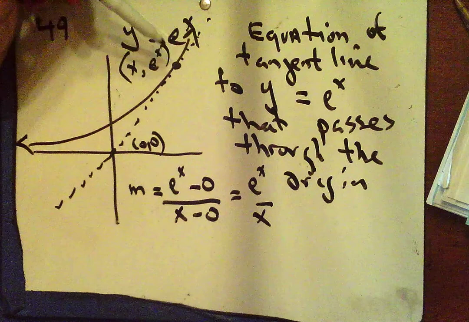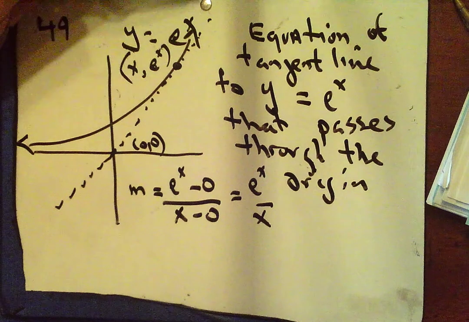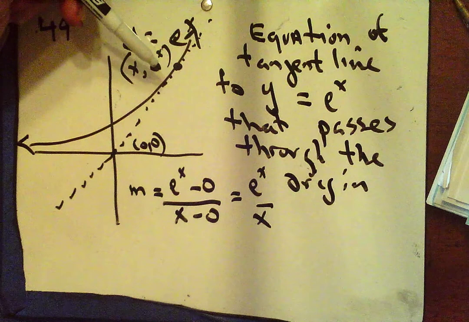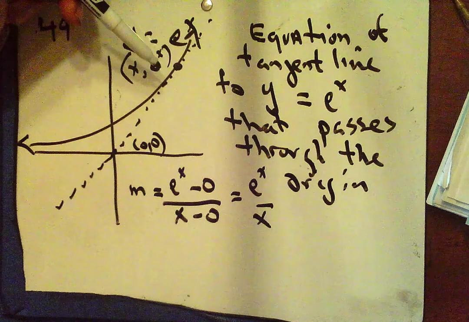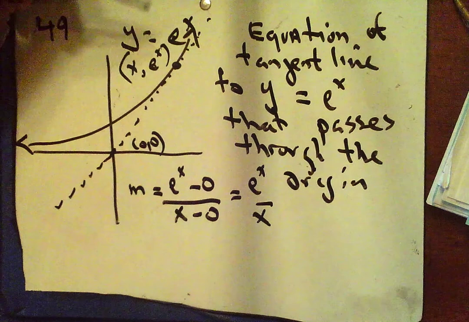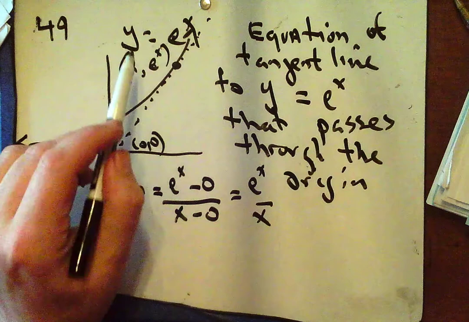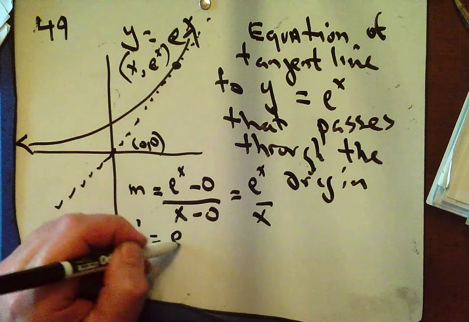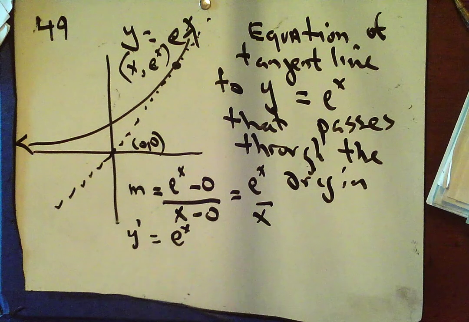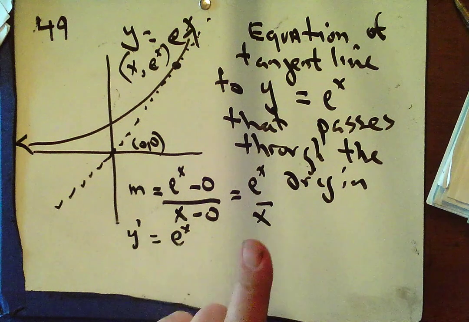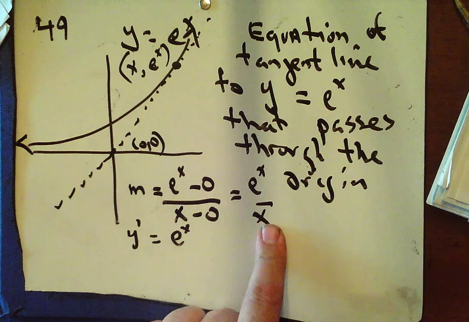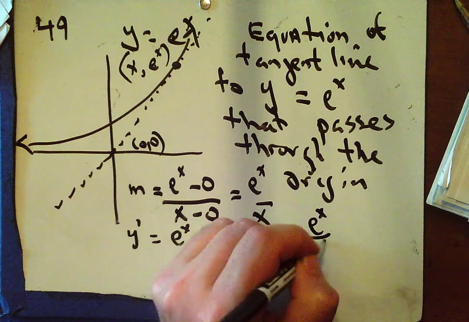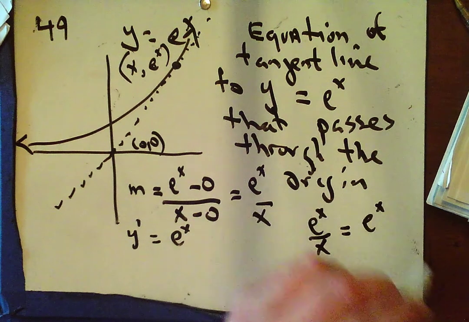That's the slope of the tangent line. We said the slope of the tangent line and the slope of the curve need to be the same at that point of tangency. And another word for slope of the curve at a point is the derivative. So I'm looking for the derivative of y equals e to the x. And so we know that y prime is e to the x. So what's going to be true about the slope of the curve and the slope of the tangent line? Yes, they're going to be equal to each other. So let's set them equal: e to the x over x equals e to the x.